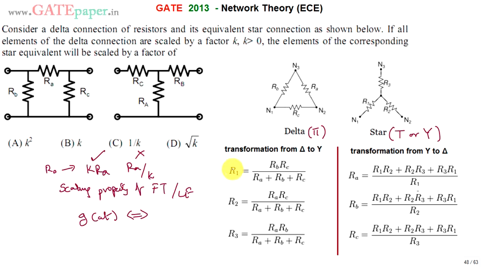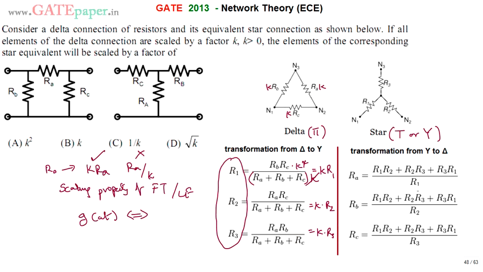Now if all the elements in the delta are multiplied by k, it will be k times RA, k times RB, k times RC. Then what happens to the equivalent resistances in star? R1 is multiplied with k squared in the numerator, whereas the denominator is multiplied by k, so k squared and k cancel to leave k. So whatever the previous value, it will be multiplied with k now. Similarly for the others.